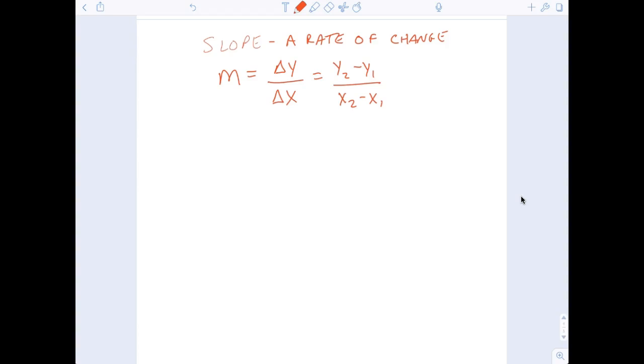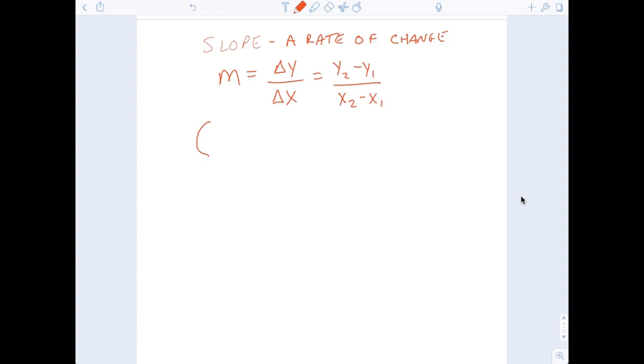Now the problem with slope is that many people put the change in x over change in y because when you plot points, you go what first? You go x and then you go y, right? But the slope, you have to remember, is the what? Change in y over the change in x. Now what exactly is y2 and y1? All right, and x2 and x1?